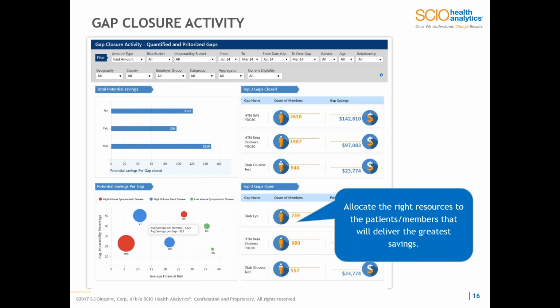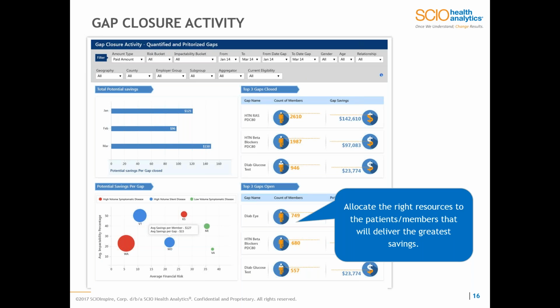So again, gap closure is key. That impactability model really breaks it down, and then the visualization lets you say, if I close the top 3 gaps in care that have the biggest financial opportunity, what is my potential savings from avoiding those avoidable utilizations from an inpatient perspective as well as ER.